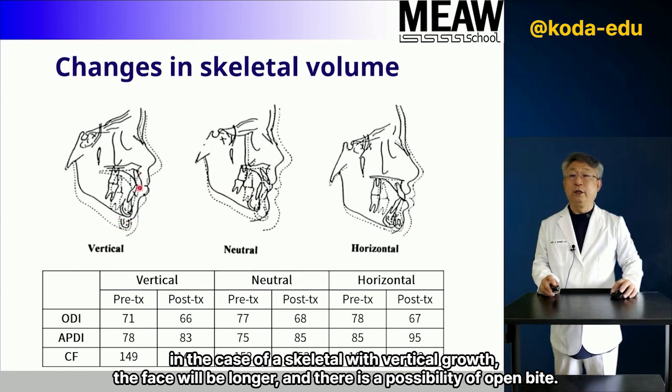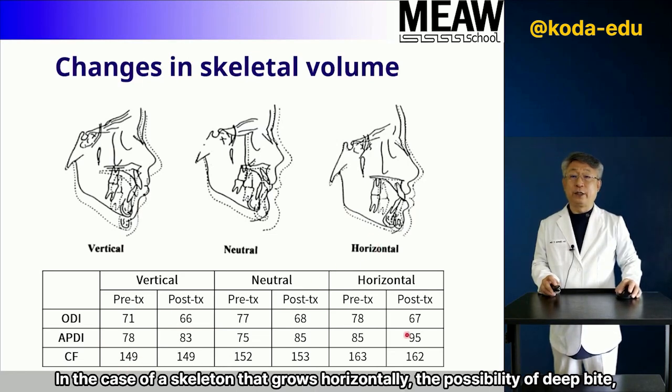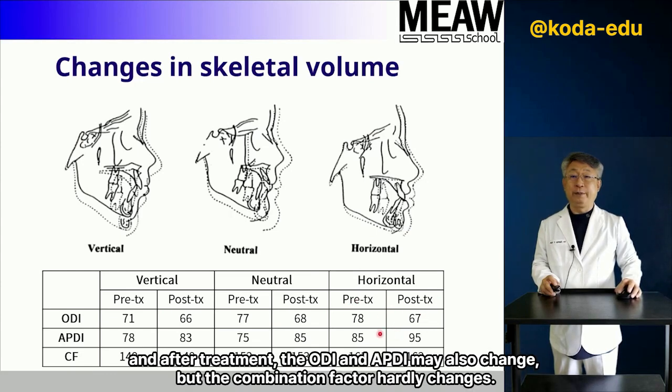When looking at the skeletal growth pattern before and after the patient's treatment, in the case of a skeleton with vertical growth, the face will be longer, and there is a possibility of open bite. After treatment, ODI and APDI change, but the combination factor hardly changes. In the case of a skeleton that grows horizontally, there is a possibility of deep bite. And after treatment, the ODI and APDI may also change, but the combination factor hardly changes.